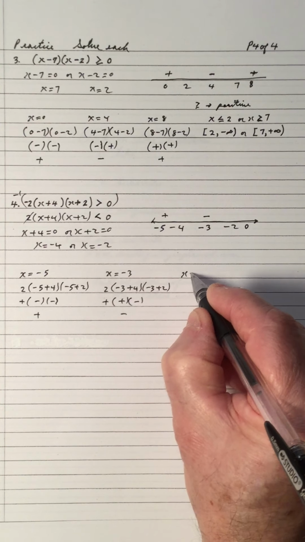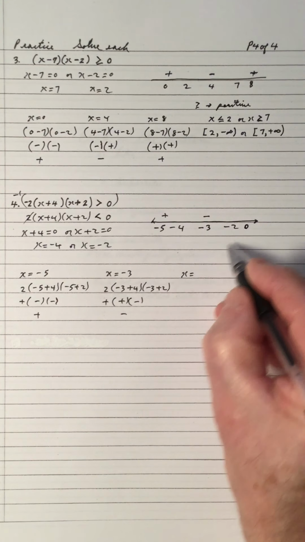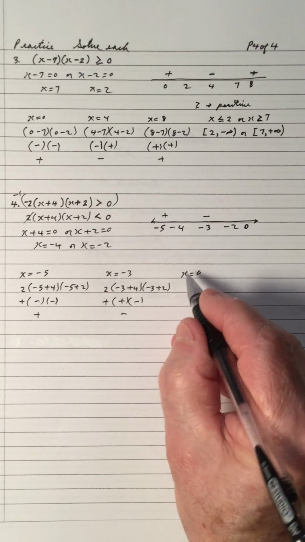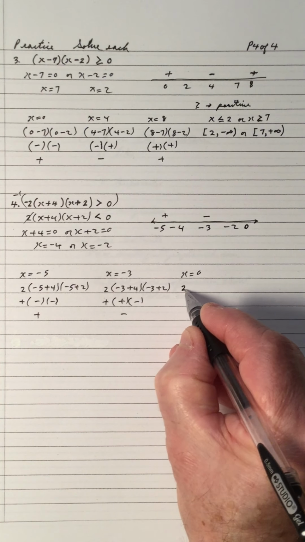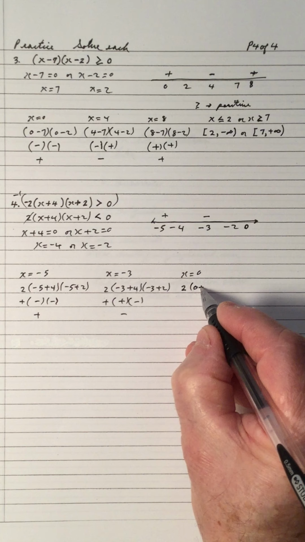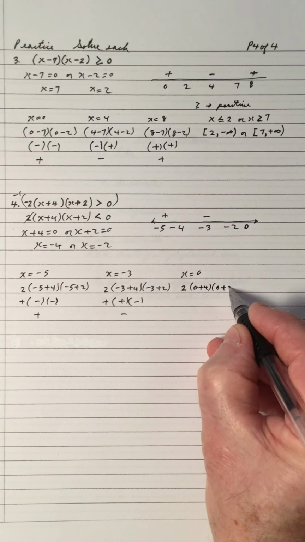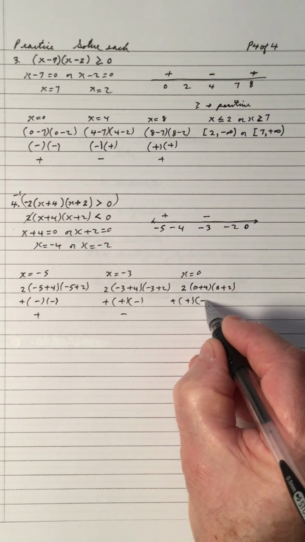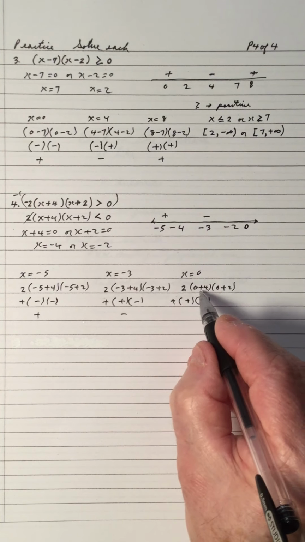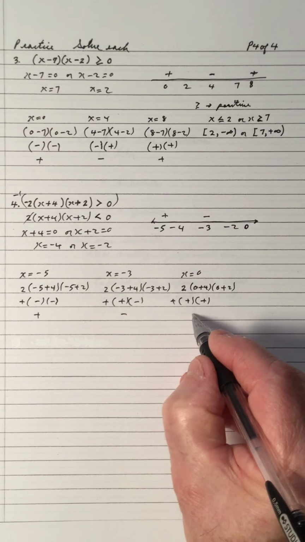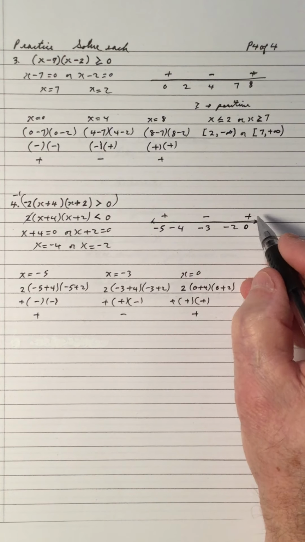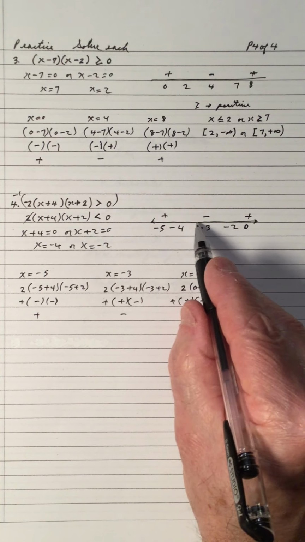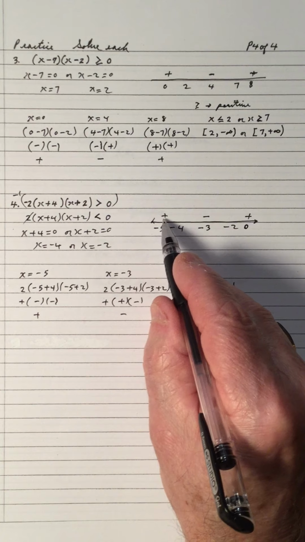And we have x equals 0. Remember, I'm plugging in the negative 5, the negative 3, and the 0. So plugging in the 0, I get 2, 0 plus 4, and 0 plus 2. That's positive, positive, positive. So 2 is positive, this is positive, this is positive, so that's a plus. So all numbers greater than negative 2 are going to be positive. All numbers in between negative 4 and negative 2 are going to be negative. And all numbers less than negative 4 are going to be positive.